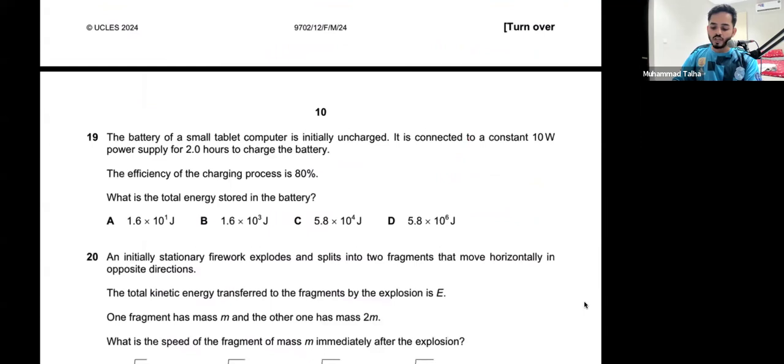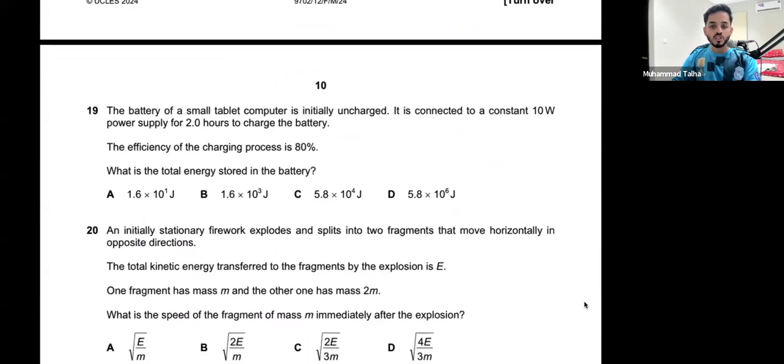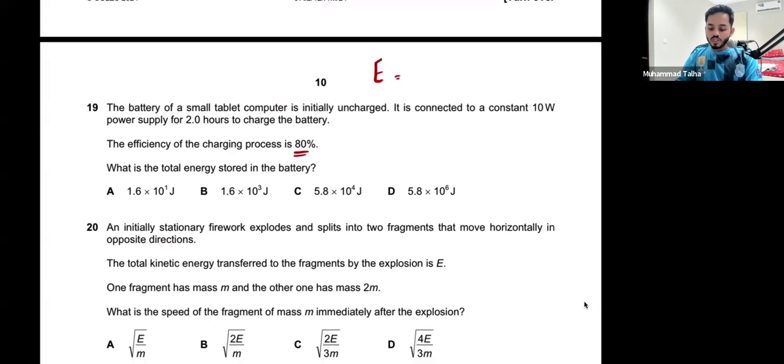19, the battery of a small tablet computer is initially uncharged. It is connected to a constant 10 watts power supply for 2 hours to charge the battery. Efficiency is 80%. What is the total energy stored in the battery? So using the power and time, I can calculate the energy, which is really going to be the energy input, because this is what the battery needs from a supply, right? So it's power times time.